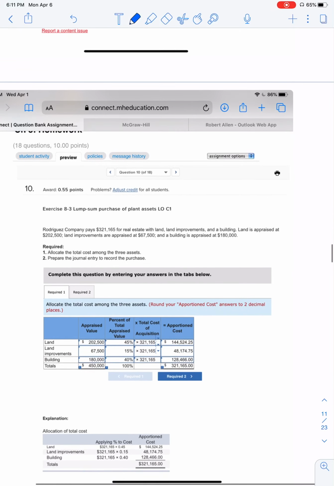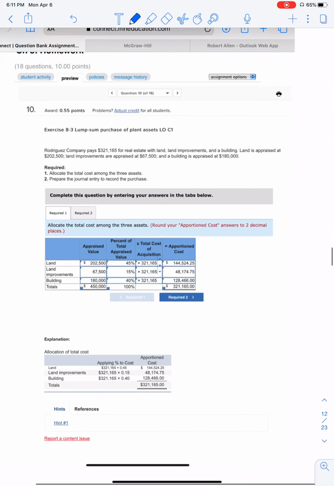Now we're going to move on to number 10. And in number 10, we're looking at what happens when we have a lump sum purchase of plant assets. So we're told Rodriguez Company pays $321,165 for real estate with land improvements and a building. The land is appraised at $202,500. Land improvements are appraised at $67,500, and the building is appraised at $180,000.